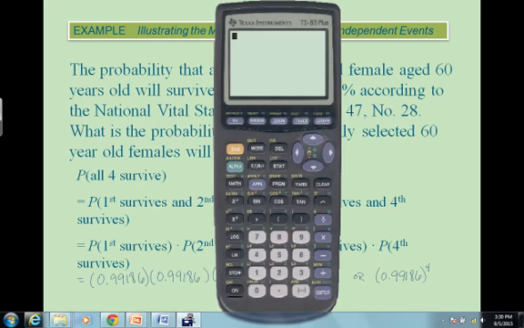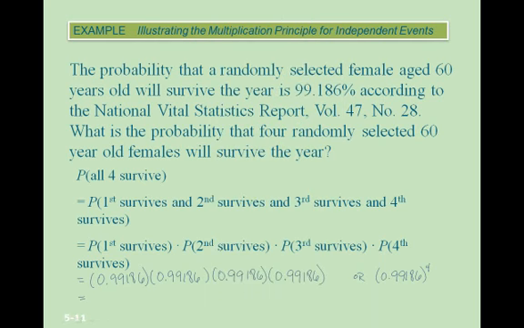To do that, we type in our probability value, 0.99186. And to raise it to a power, we use the button right above the division sign. And then we hit the 4 for the power we want to raise it to and hit enter. And so then when we round, we see that we get approximately 0.9678.